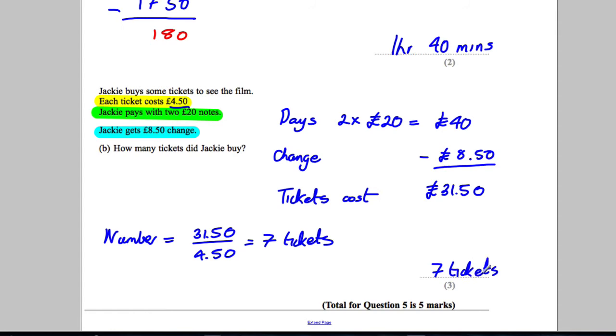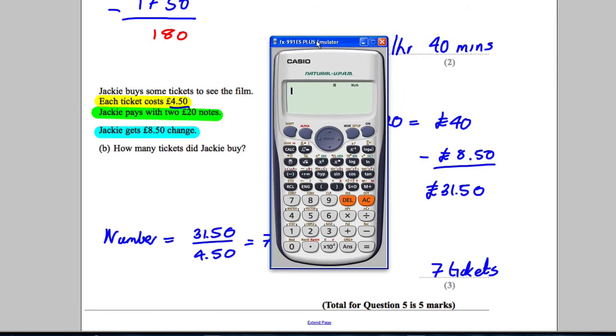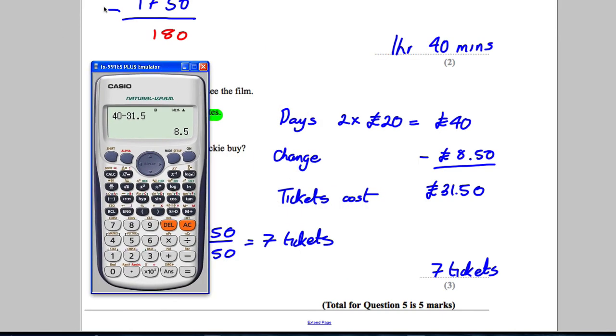Now just before you move on in the exam, check your answer. What you're going to do is say, well, my answer is 7 tickets, each was £3.50. So do £3.50 multiplied by 7 is equal to that. And that answer is £31.50. You're going to take £40 and subtract £31.50 and that gives you the £8.50 change which is given in the question. So you know you've done the question correctly.